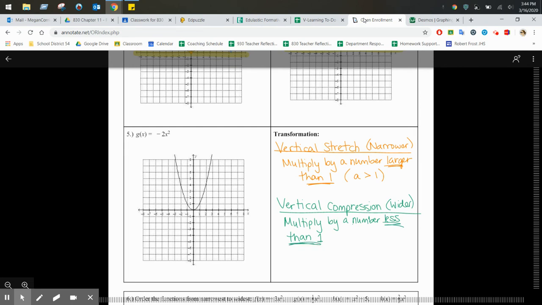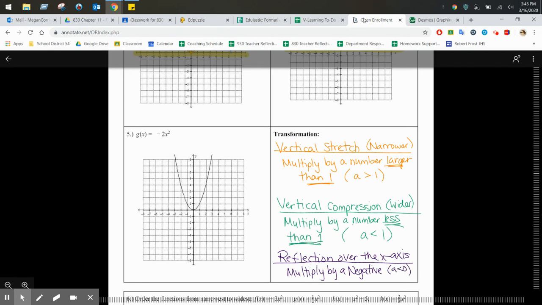Now, less than 1 is a little bit tricky, right? Because we already learned in the first one, what happens when I multiply by a negative? When I multiply by a negative, that's when I get my reflection, right? So a reflection over the x-axis, that's when I multiply by a negative number, or A is less than 0, right?